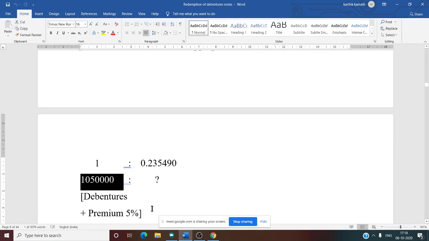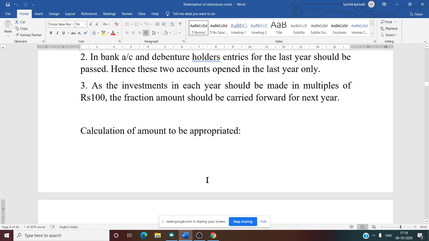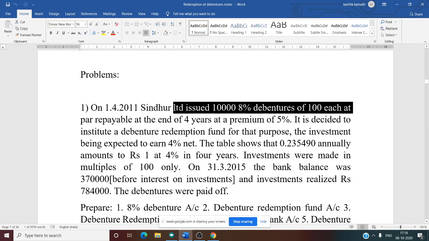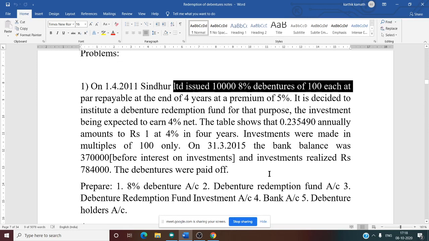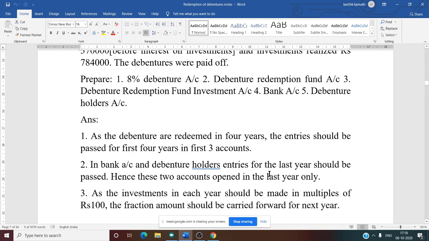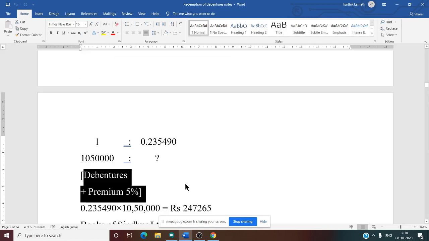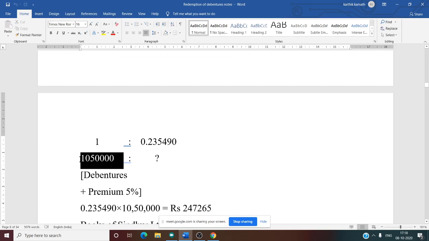How did we get 10 lakh 50? Can you tell me? Yes, see this. 10,000 into 100 is the debenture value, that is 10 lakh. 10 lakh plus the premium. So 10 lakh into 5%, if you do, you will get 50,000. So 10 lakh plus 50,000, 10 lakh 50,000.